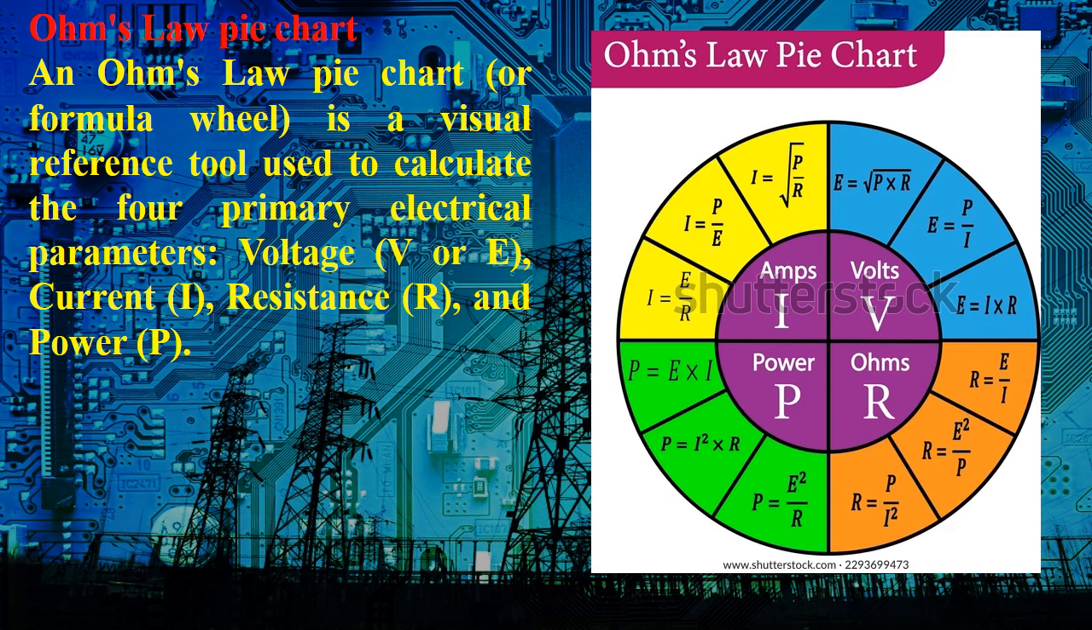Power is equal to voltage times current. That's the basic formula, but power is also equal to current squared times resistance, and electrical power is also equal to voltage squared divided by resistance. So these formulas here are derived from Ohm's law, the basic Ohm's law.